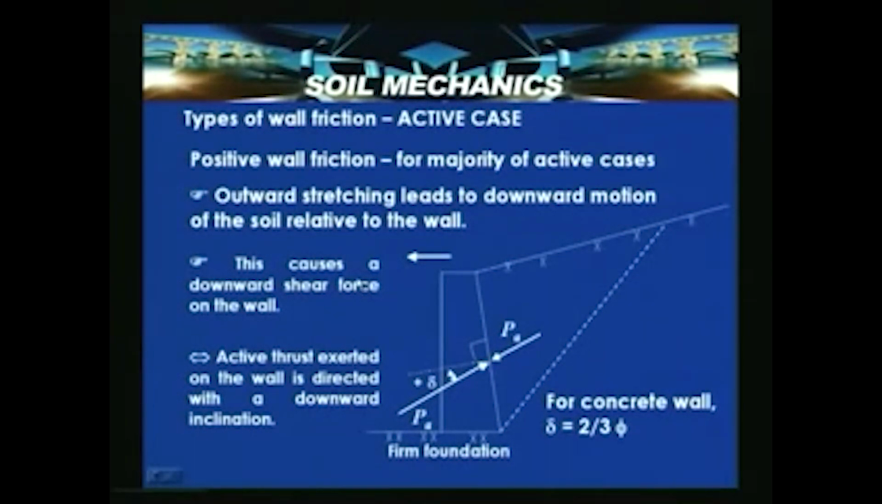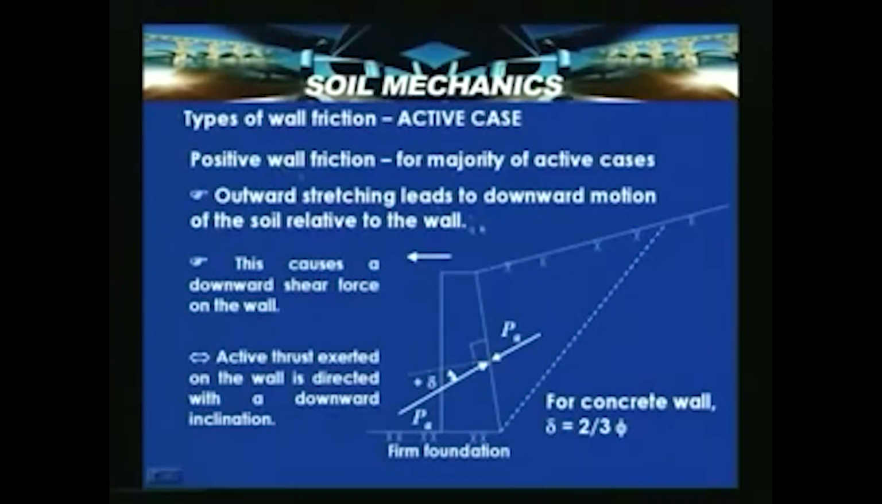In the active case, we have two types of wall friction, positive wall friction and negative wall friction. Similarly, in the passive case, we have positive wall friction and negative wall friction. Let us look at positive wall friction. This is for the majority of the active cases in Coulomb theory.